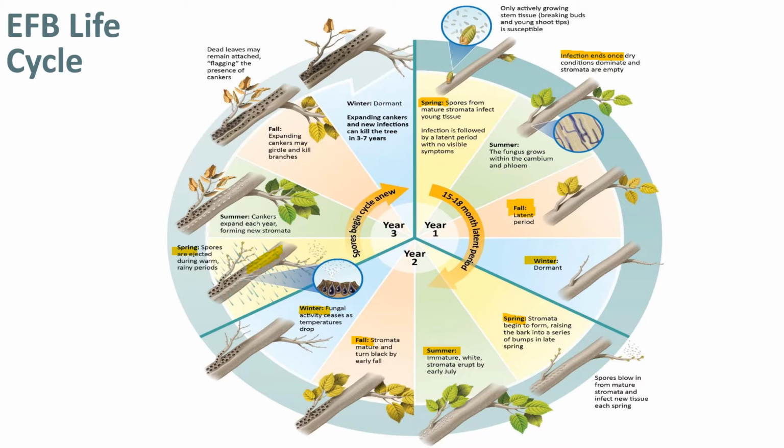And then eventually those expanding cankers can girdle and kill branches and entire trees. So in very susceptible varieties, you can get death of the tree from both the expanding canker and from new infections from other sporulating cankers within 3 to 7 years.